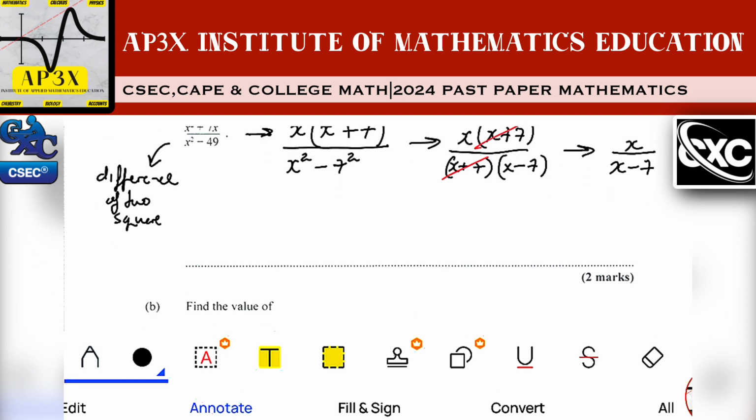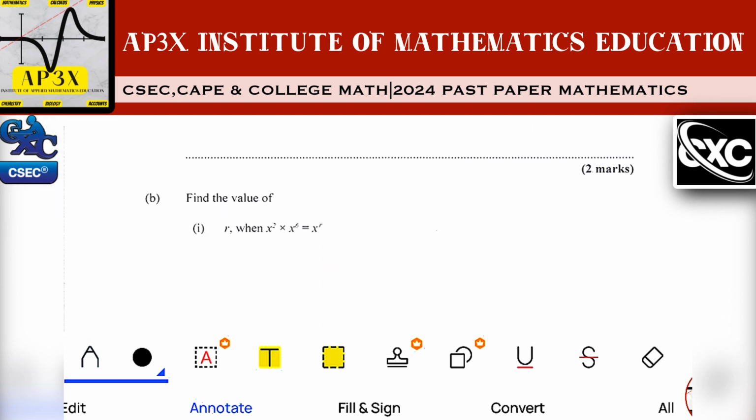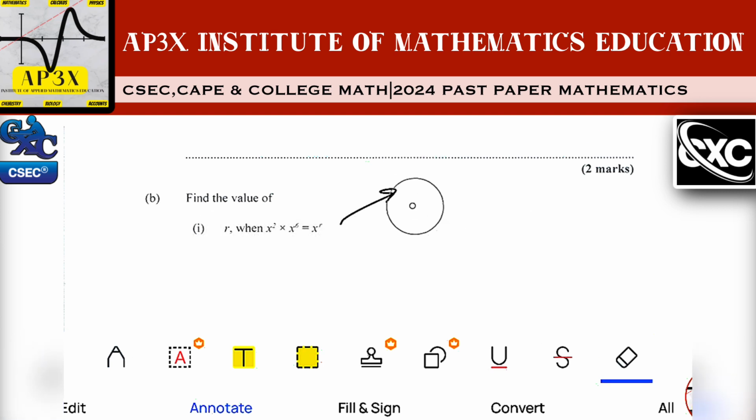All right, now let's move on to this part here where it says find the value of r when x squared times x to the 6 equals x to the r. So what we have here is an exponential equation, where we're showing that the left side of the equation is equal to the right side. This brings to mind that if you're multiplying 2 quantities with the same base, the rule is that we are going to add the powers. We're going to rewrite one of the bases and add the powers.